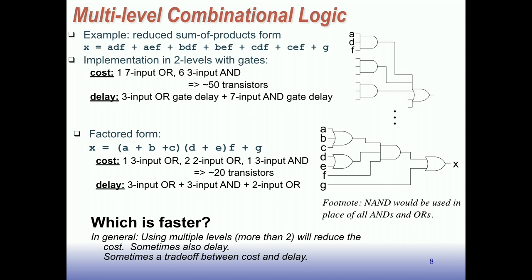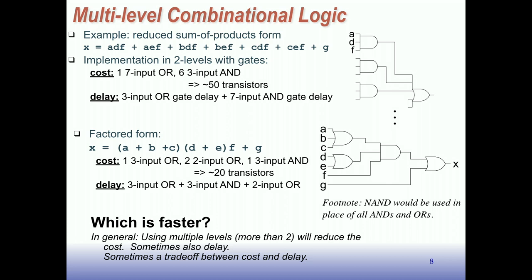Here, we'll get into this more later. This looks like 2 levels. You would think this might be faster because you're only going through 2 levels of logic. Here you're going through 3 levels of logic from input to output. But these high input gates tend to be pretty slow, as we'll see later. So it's not really clear in this case which one's going to be faster.